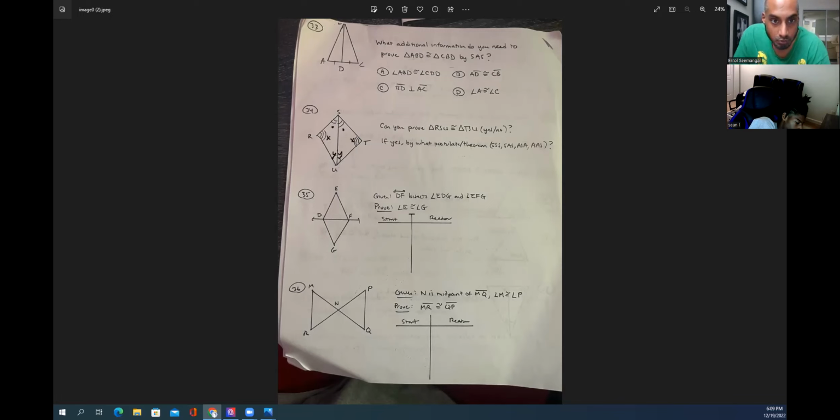Which then this line is common to both, right? So we can say this angle is equal to this one. So there's your angle, then your side, the common side, and then the Y. So angle, side, angle, is this one right here. So yes.